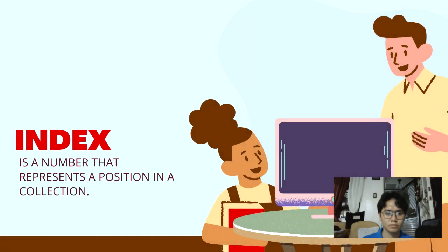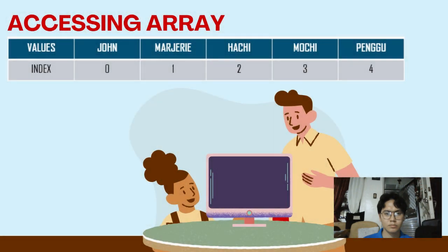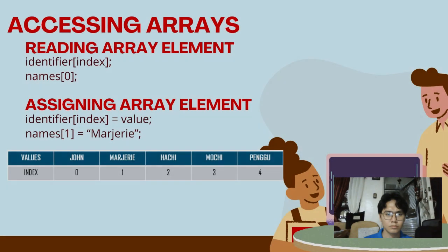So one of the important terminologies in Java programming, or in any programming, is the index. So what is an index? It is a number that represents a position in a collection. So that is the order of the elements, or the values, in what is placed in the array. So for example here, the values are John, Marjorie, Hachi, Mochi, and Tengu, and the index will start with 0, followed by 1, 2, 3, 4, and so on and so forth.